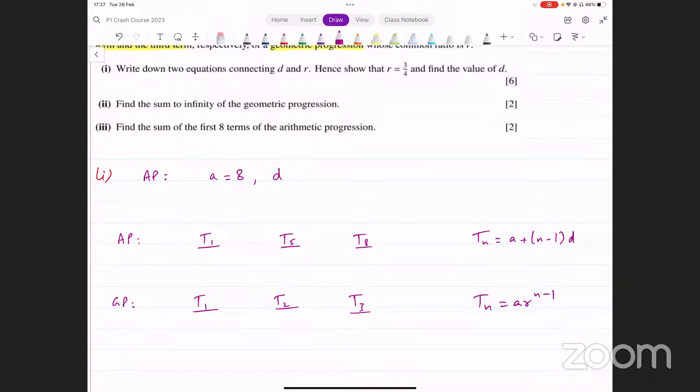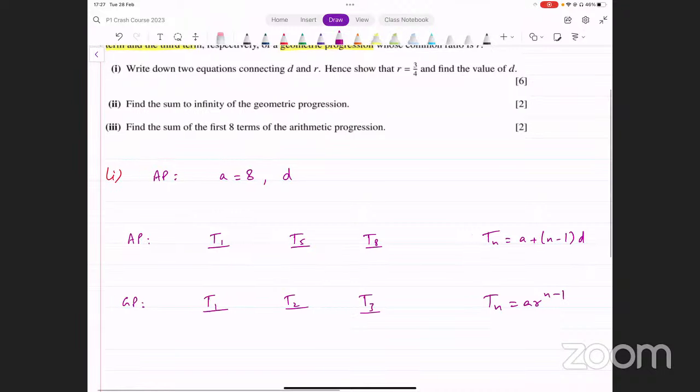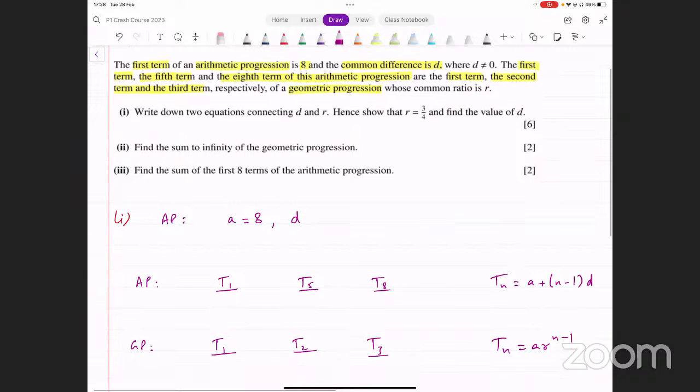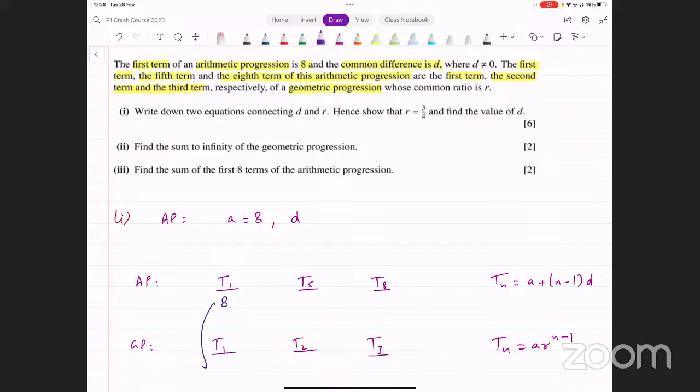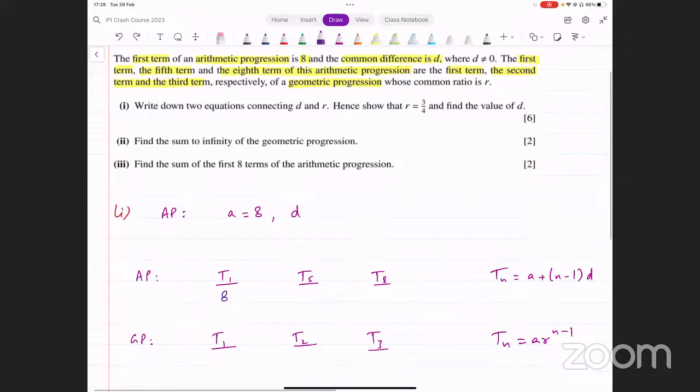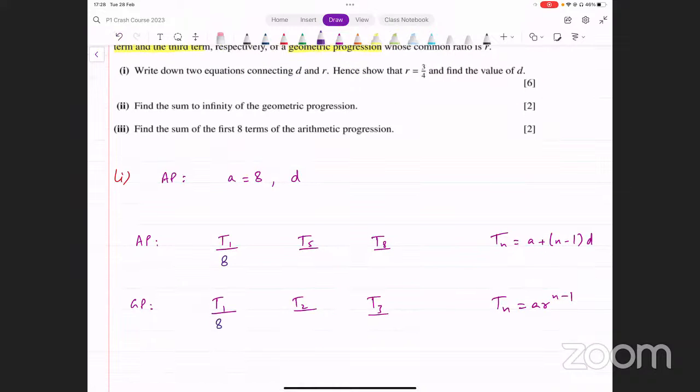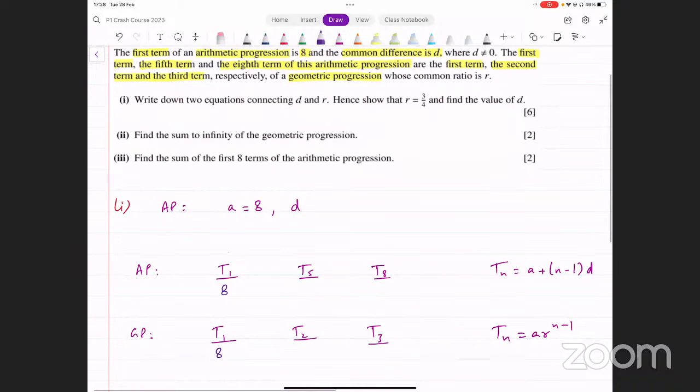Now, what does it say? The first term of the AP is 8. So we know that this term is 8. And the first term of the GP is also the same. So this should also be 8. All right. Now the fifth term here is equal to the second term here. We don't know what those terms actually are. And the eighth term here is equal to the third term here.